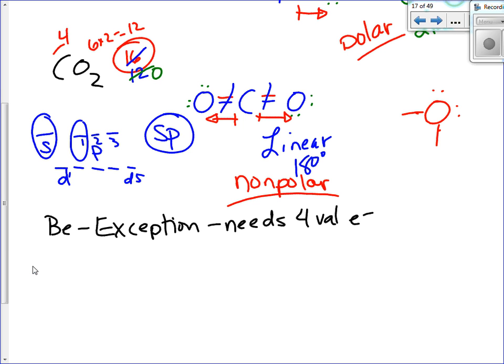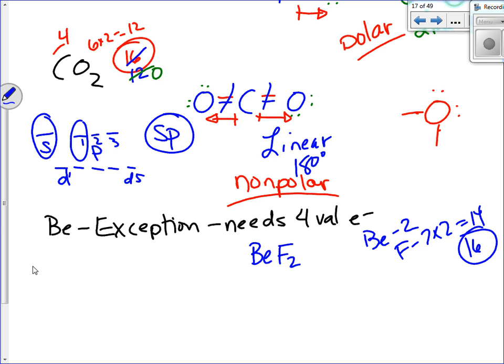Berylliums you'll only see in linear molecules. They only need 4, so they only usually attach to 2 others, just so you know. So if we're looking at boron difluoride, okay, the Be brings in 2, the F's bring in 7 times 2, that's 14, so that's a total of 16 electrons we get to work with.